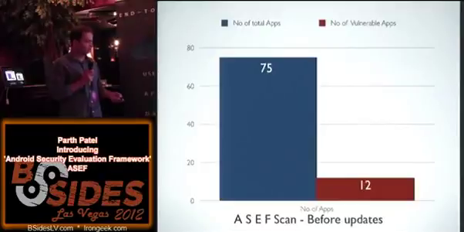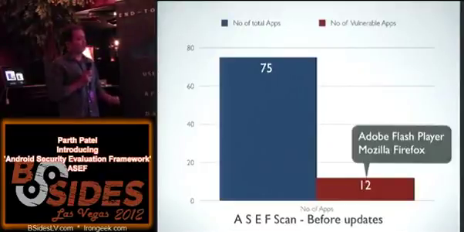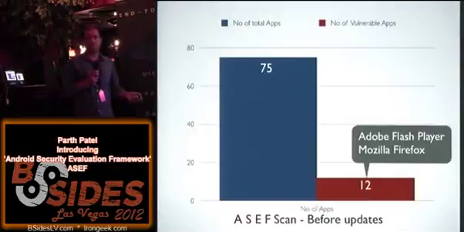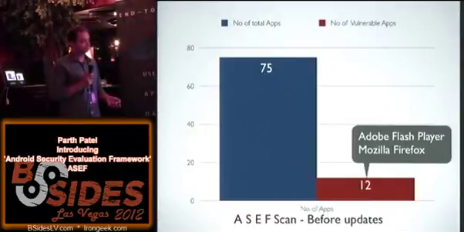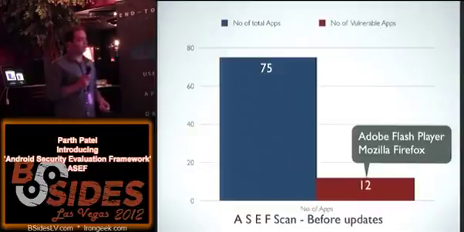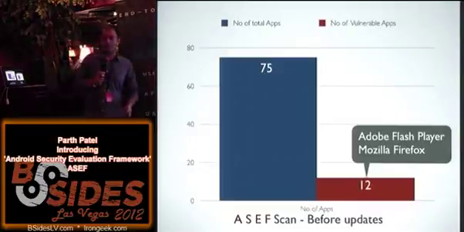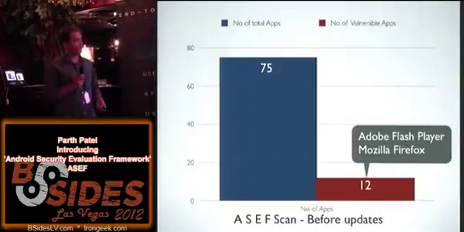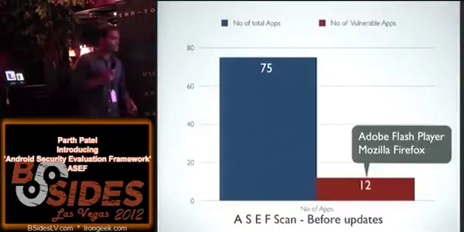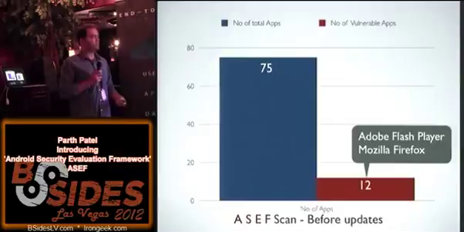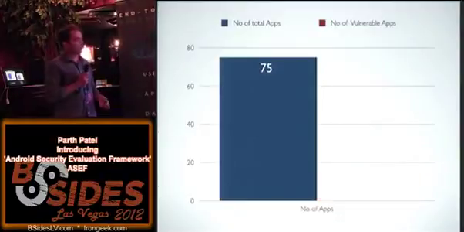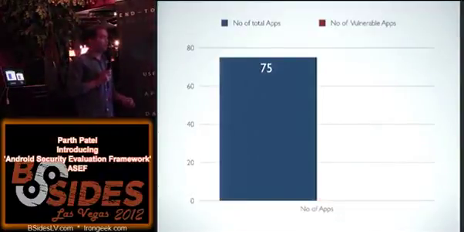But more surprising was that some of them were very highly used applications like Adobe Flash Player or Mozilla Firefox. So at that time I realized that, hey, I need to go ahead and update my applications and get them all to the most recent version available from the market. Maybe I haven't updated them, that's why I'm vulnerable. So I did that, and I updated all my 75 applications to the most recent version from the Google market, and I felt a little bit safe.